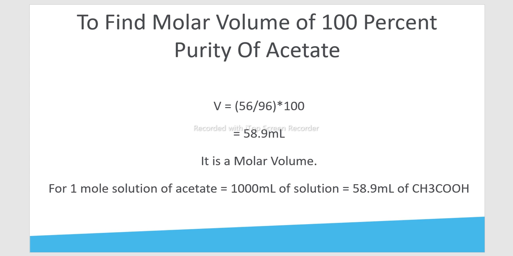And to find the molar volume of 100% purity acetate, we use the formula 56.6 divided by 96, which is the purity given to us, multiplied by 100%, that is the purity we need, and it will give us the molar volume 58.9 milliliter. So for a 1 molar solution of acetate, 1000 ml of solution equals 58.9 milliliter of CH3COOH, acetic acid.